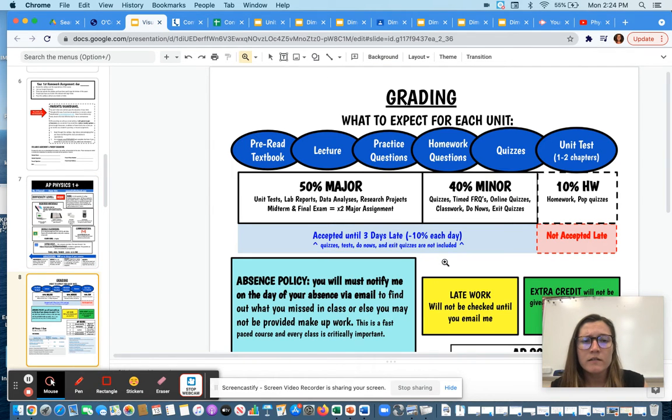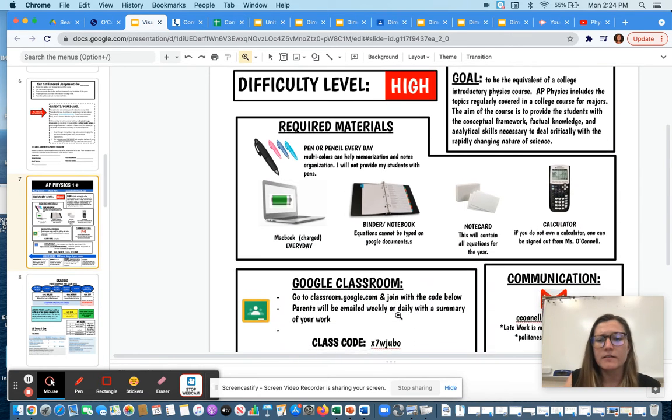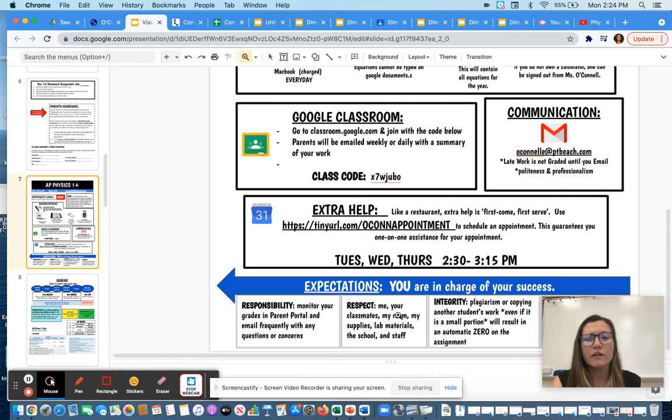For AP Physics 1, the Google Classroom code is again on the syllabus that is sent home with your son or daughter, but also seen on the screen here. Students can come to extra help on Tuesdays, Wednesdays, and Thursdays, 3:15 to 2:30. If they urgently need help, I do have a lot of students, so I suggest they make an appointment. It's first come, first serve, so they can show up whenever they'd like, but if they want to be helped first, they should make an appointment. They can make an appointment using the tiny URL link, which is linked to their school Google account. And they'd get an email response, and so would I.